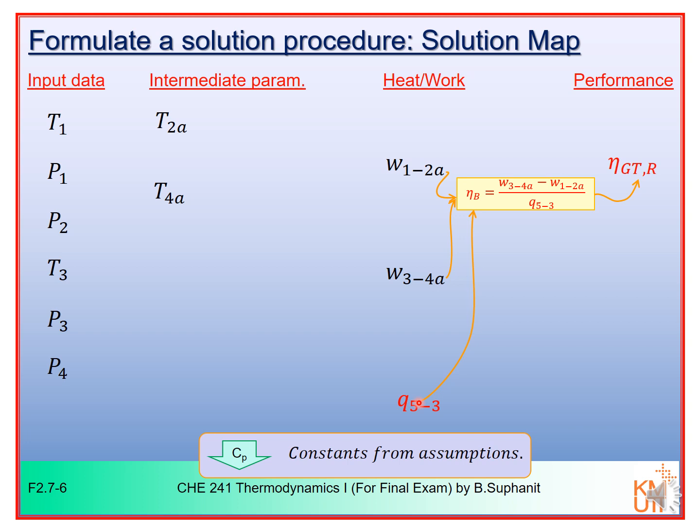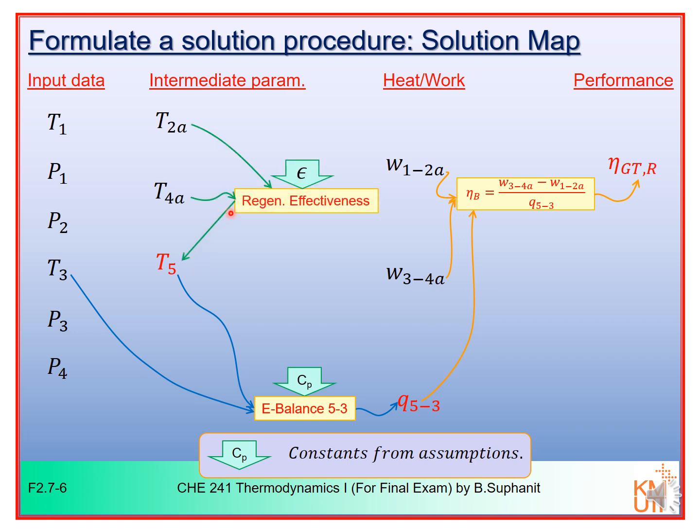Q53 can be determined by an energy balance around the combustion chamber, which requires Cp, T3, and T5. We need to know T5, which is the compressed air temperature at the regenerator exit. This could be determined by using the regenerator effectiveness value given from the problem. We have now completely formulated our solution procedure. The calculation sequence can then be followed from the step in which we know all inputs.